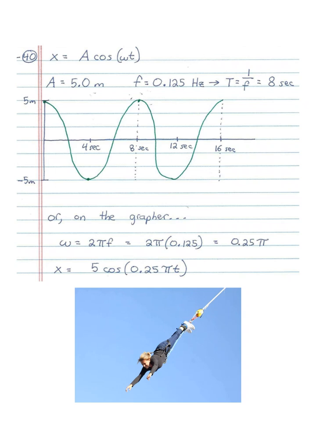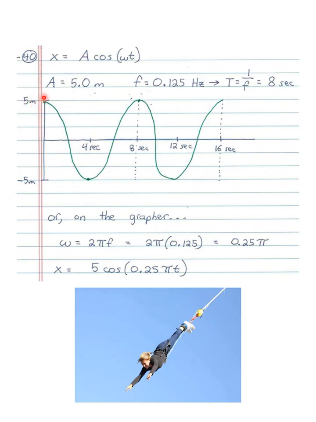Number 40, a bungee jumper undergoes simple harmonic motion with amplitude 5 meters, frequency 0.125 hertz. Graph position versus time for 2 oscillation cycles. All right, so we're going to do a cosine curve here, and we remember how to draw a cosine curve. If we start at time equals 0, a cosine curve starts up at the amplitude, and notice I've labeled the axis 5 meters and negative 5 meters, so that's the amplitude.